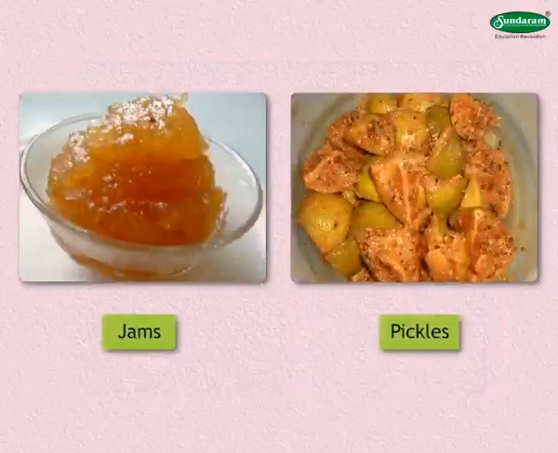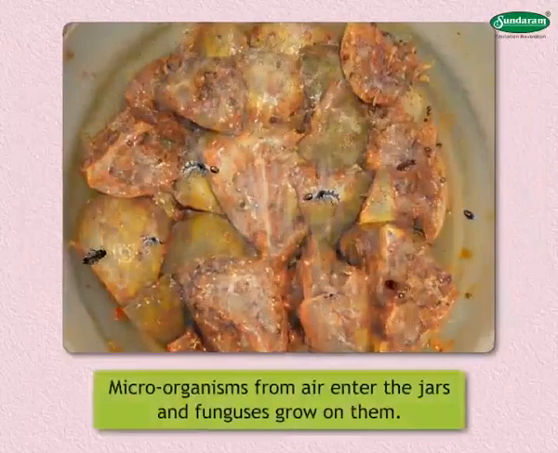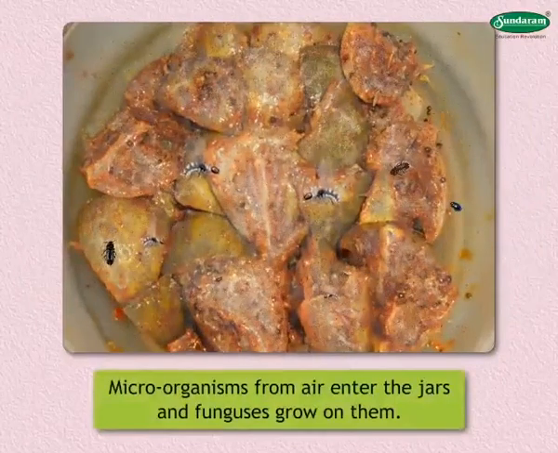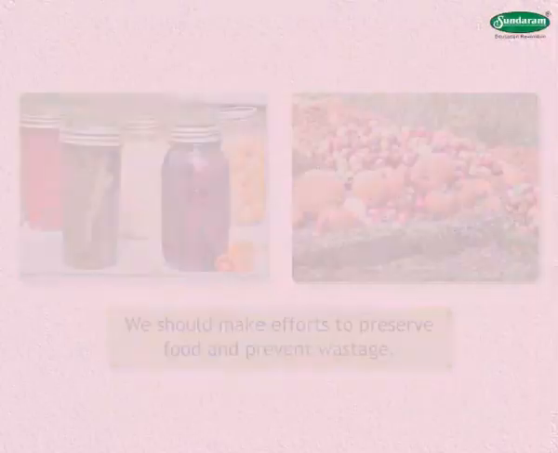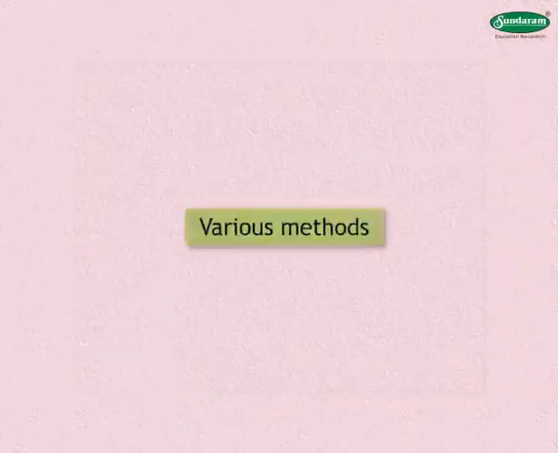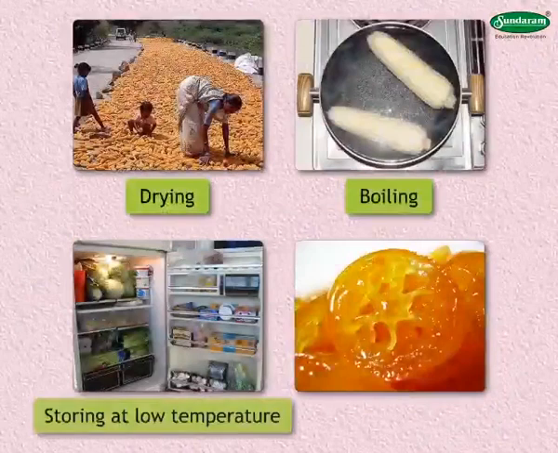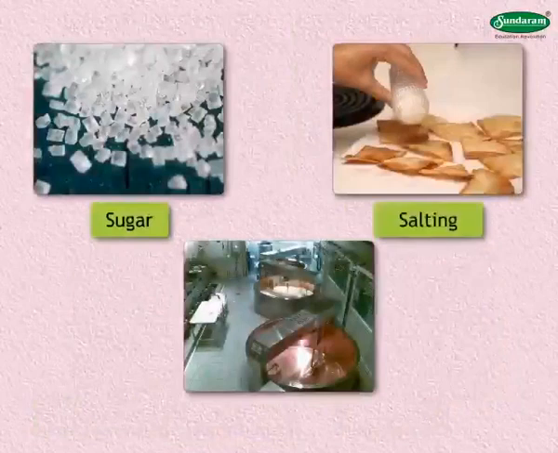Jams or pickles get spoilt if their jars are not properly sealed or if they do not contain the right proportion of sugar or salt. Microorganisms from air enter the jars and fungi grow on them. All of us should make efforts to preserve food and prevent wastage. To prevent wastage of food, we can use various methods such as drying, boiling, storing at low temperature, candying, meaning adding sugar, salting, and pasteurization.